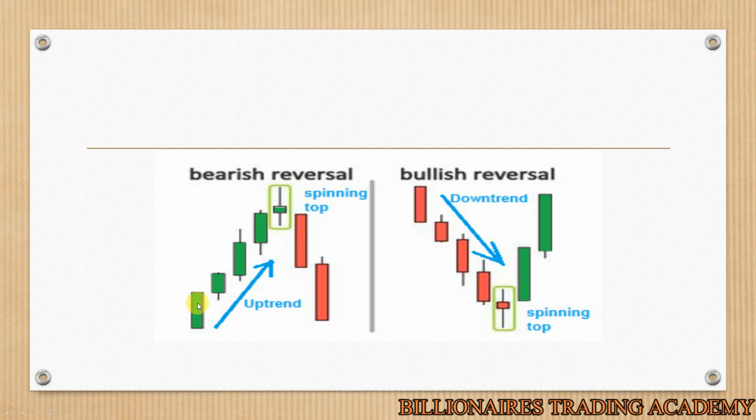So as you can see, price was going up. It reaches this particular point, it forms a spinning top, and then it goes down, you see. So it's showing us that it has reversed the trend. Now on the other hand, we can see price going down, and then we have a spinning top, and then price begins to go up.